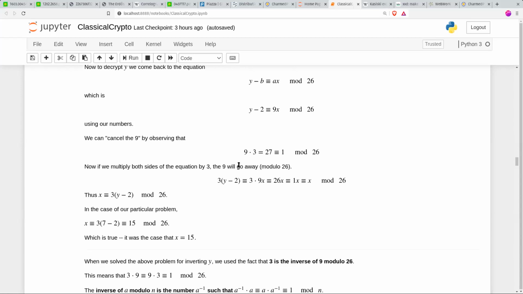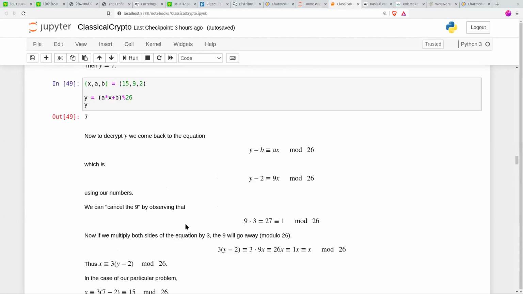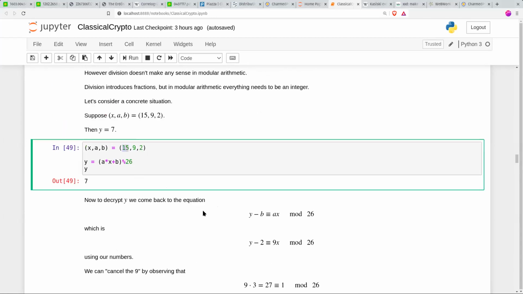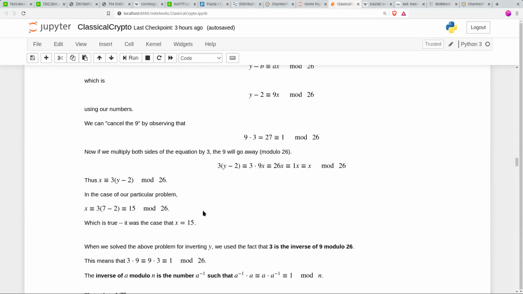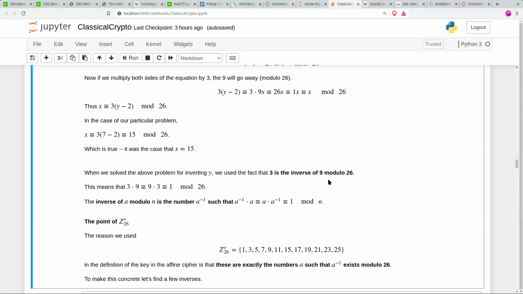So that lets you solve the rest of the equation here. Now you go on and you find that x is equal to 3 times (y minus 2). And then if we plug in the numbers that we were using, we'll see that x is equal to 15. And x actually was equal to 15. So it all worked out. Yeah, so 3 is the inverse of 9 modulo 26.